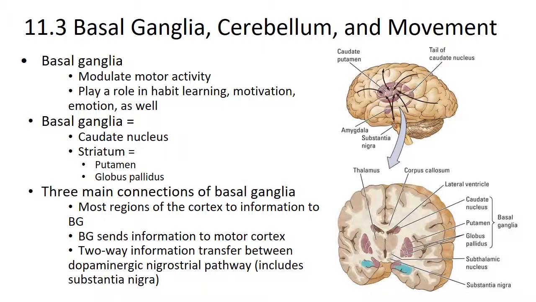The basal ganglia is the name for a couple structures. It's the caudate nucleus, as well as a structure called the striatum. The striatum is composed of the putamen and the globus pallidus, and these are all ganglia in that subcortical region, in that inside part of the brain.